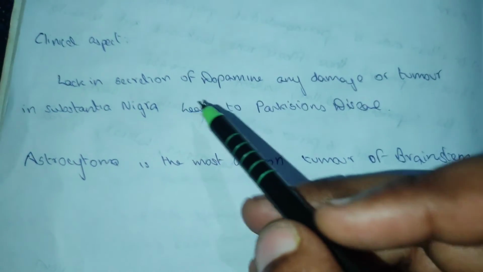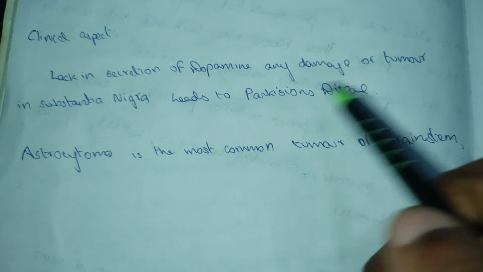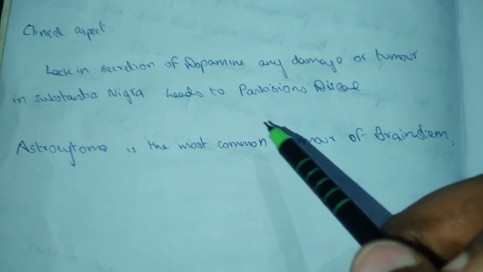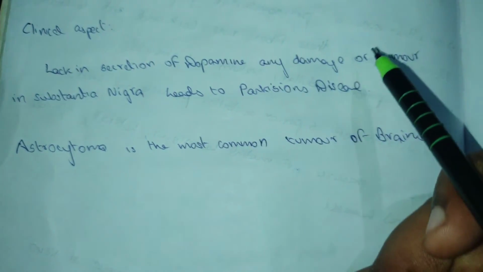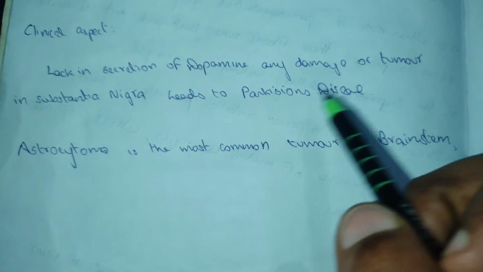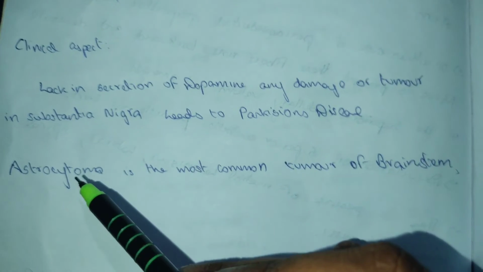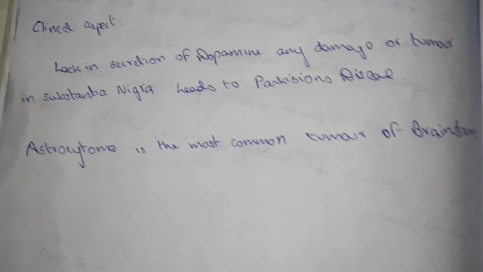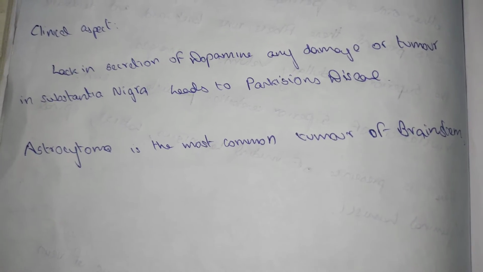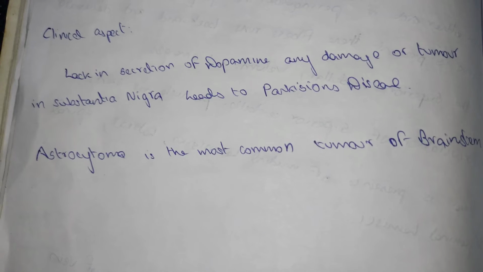Clinical aspect: lack of secretion of dopamine. Any damage or tumor in the substantia nigra leads to Parkinson's disease. When there is a lack of dopamine secretion in the substantia nigra, this leads to Parkinson's disease. Astrocytoma is the most common tumor present in the brainstem.